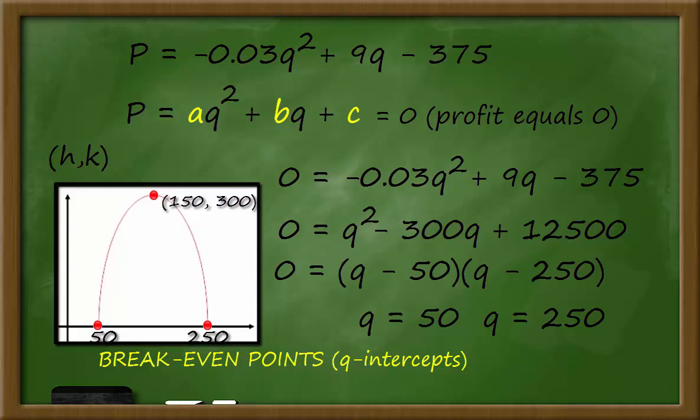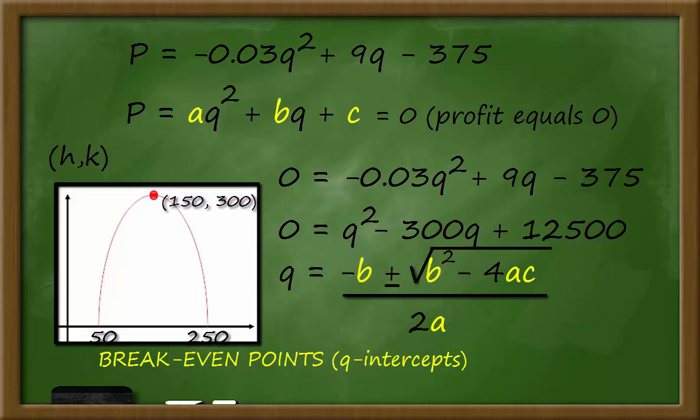Alternatively, you can use the quadratic formula. By knowing the coefficients a, b, and c, we can find the roots by using the formula q equals negative b plus or minus the square root of b squared minus 4ac, all divided by 2a.